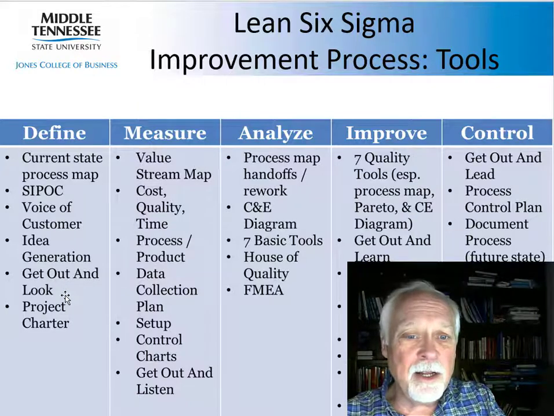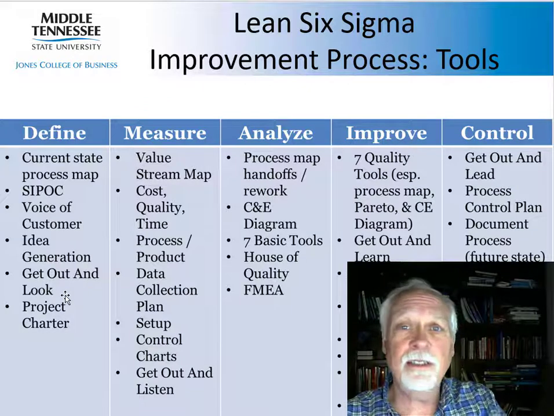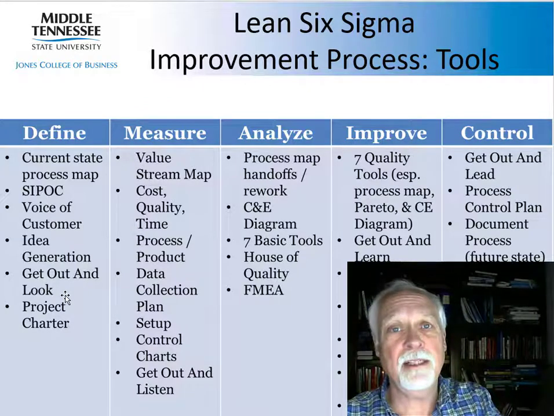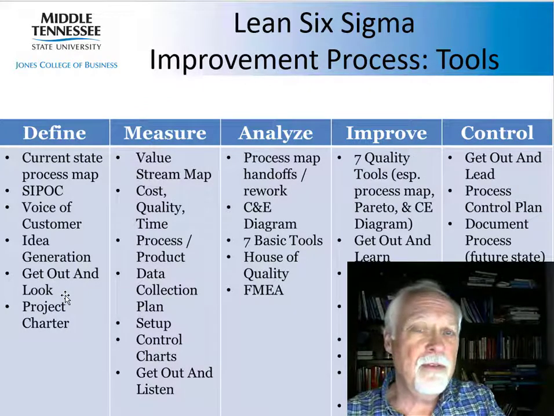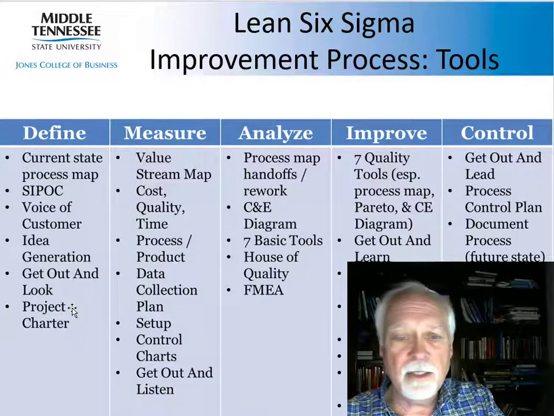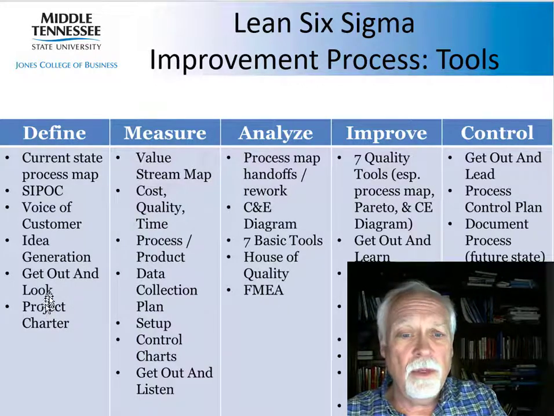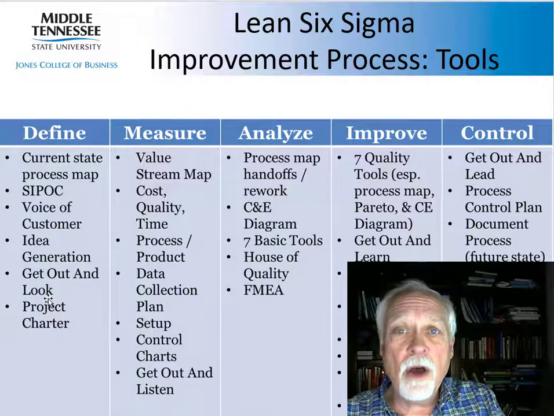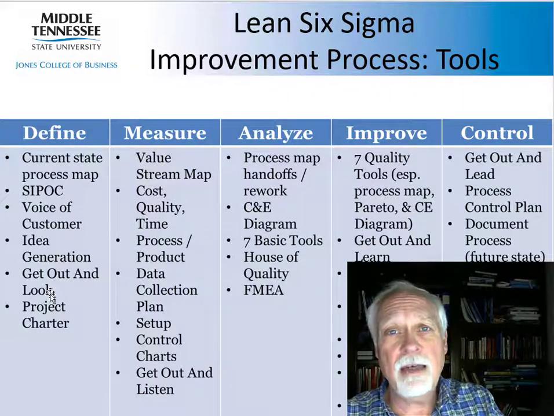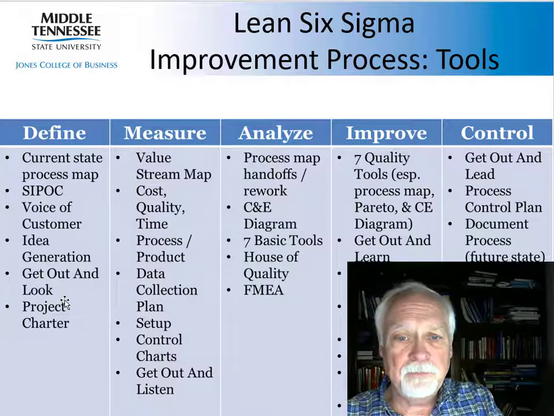And then get out and look. So this is actually go on a plant tour, a facility tour, go to the people, go to the process and learn. This is part of that. The Japanese word gemba is used to describe this. And then create a project charter. You really don't do the project charter first until you've gathered information about it. And then you say, okay, here's what the project is going to be about.